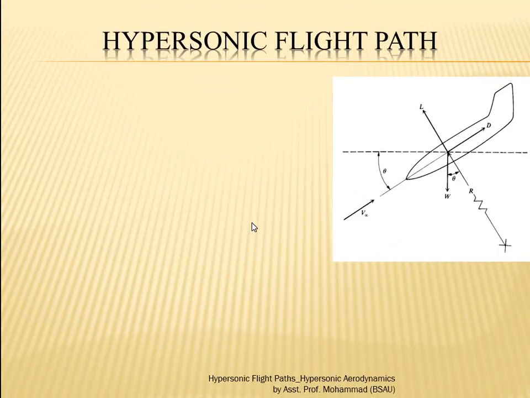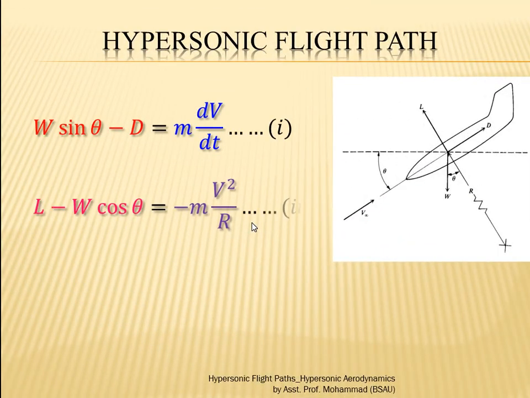Picture is available here also anyway. These two equations we can easily write by writing the force momentum change conservation, the Newton's second law of motion, along the flight path and perpendicular to the flight path. So this equation, W sin theta minus D equals m dV by dt, is talking about the motion along the flight path, and equation 2 is talking about the forces acting perpendicular to the flight path. So L and W cos theta and R, this is the centrifugal force acting.